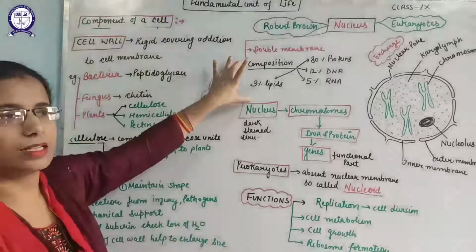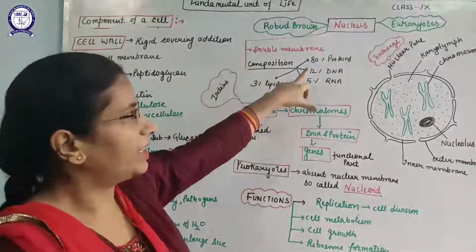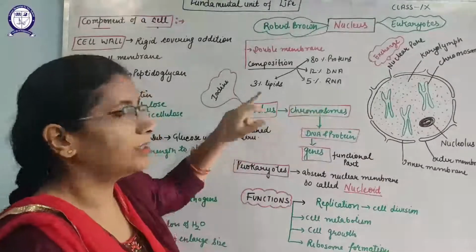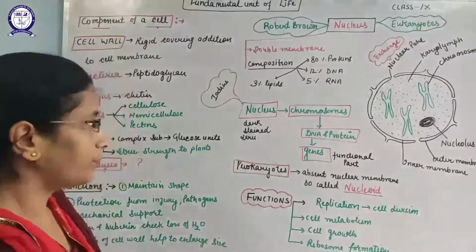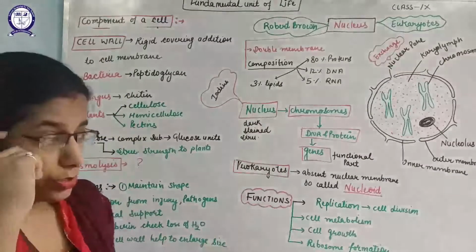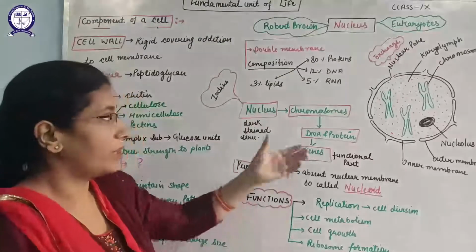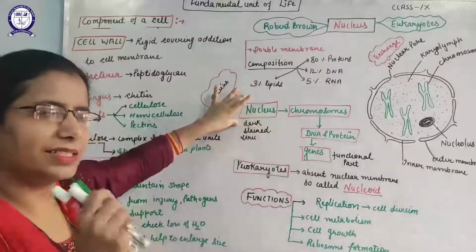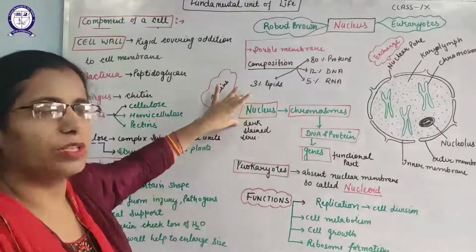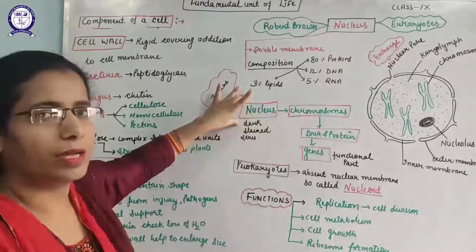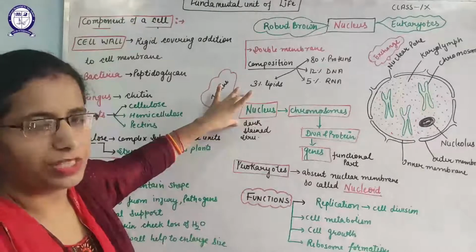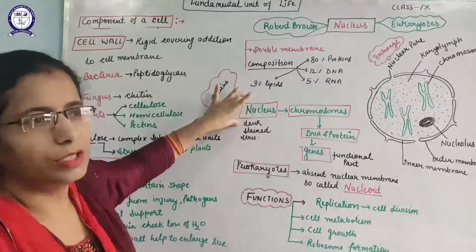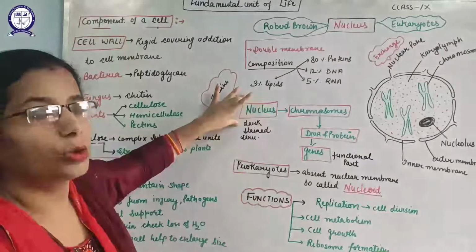If we see the composition, it is made of 80% proteins, 12% DNA, 5% RNA, and 3% lipids. Then how can you understand? Okay, now take an example. Suppose the nucleus is the dark stained structure which is found in the center of the cell. It can be stained by iodine only. That can be observed easily. So the dark stained structure of the cell, or we can say the nucleus, is known as the chromatin.